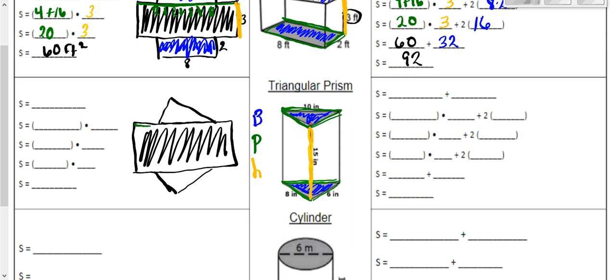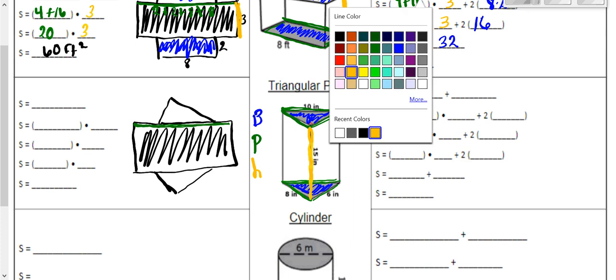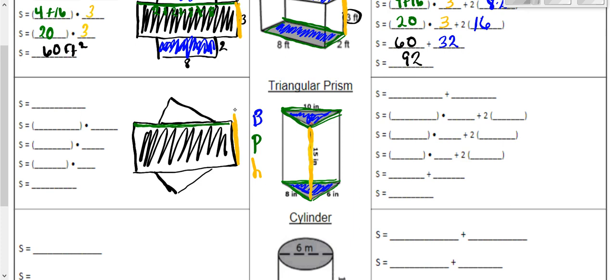And we know that this piece represents the perimeter of my base because it wraps around my triangle. And we know that this piece represents my height. So let's label what those pieces are with our numbers. So this is 15, which represents the height. And then the perimeter of my base, well, if I mark my triangle, it has three numbers around it.